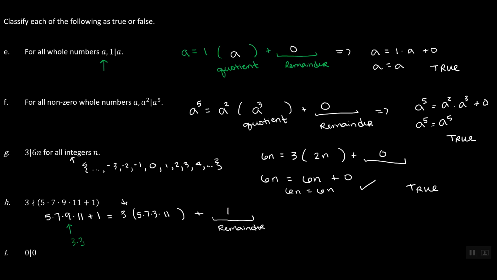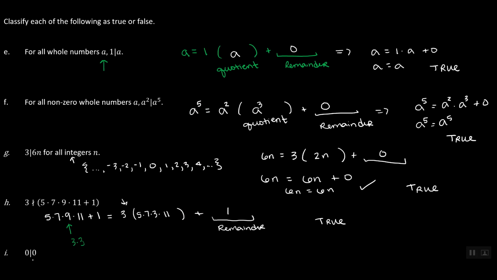And since this remainder is non-zero, we would say 3 does not divide that number, which is exactly what the original statement says. Therefore, this is a true statement. It is true that 3 does not divide 5 times 7 times 9 times 11 plus 1, because when we do that division, we would see a remainder of 1.